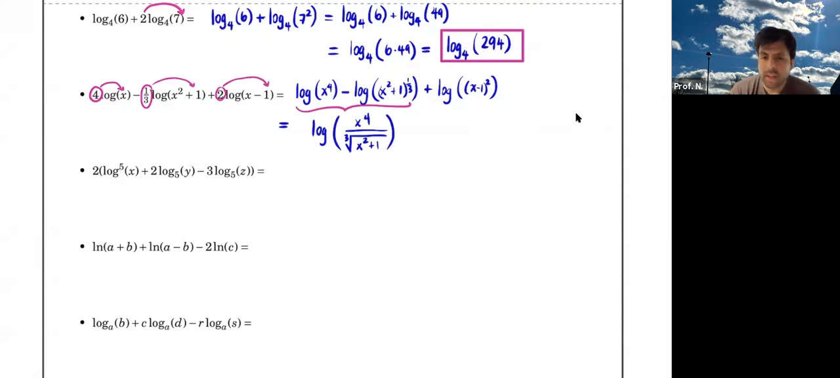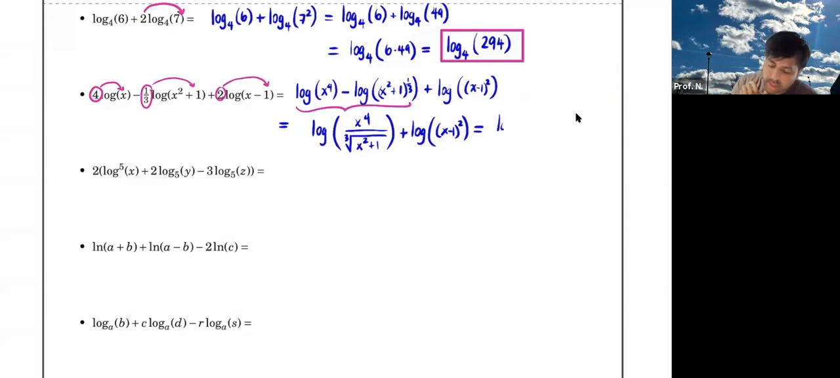Okay, so we recognize that this was a quotient rule, but I still have this plus here, right? I still have a plus log of x minus 1 squared. So because I have a plus, how do I treat it as a plus? What law do I use? I have to use the product rule.